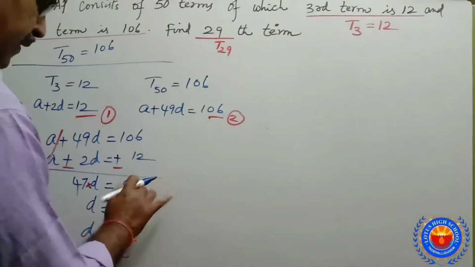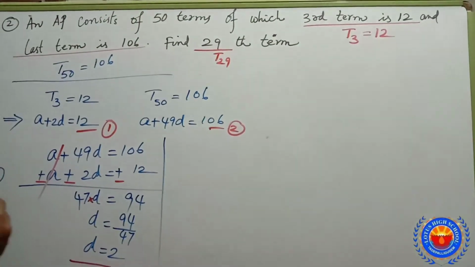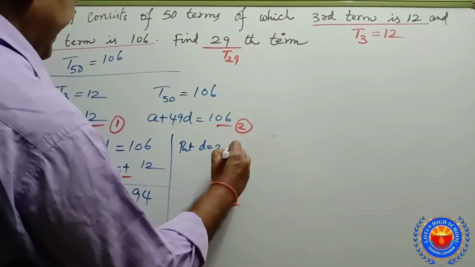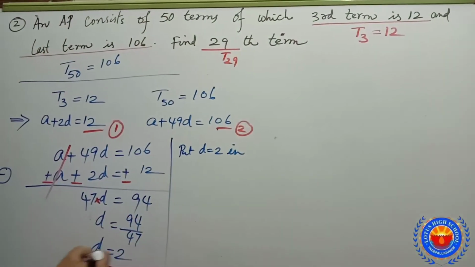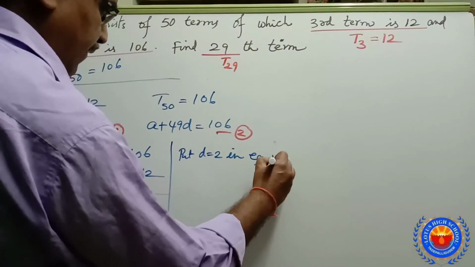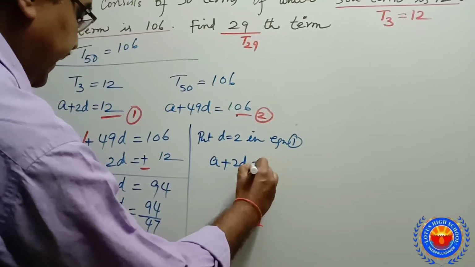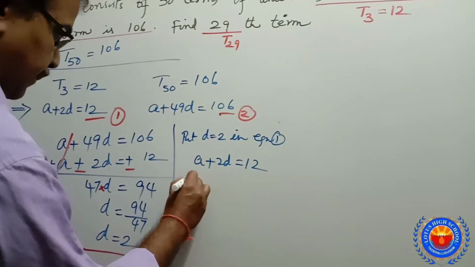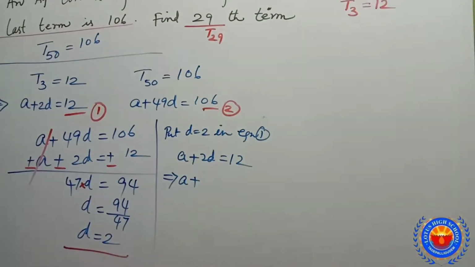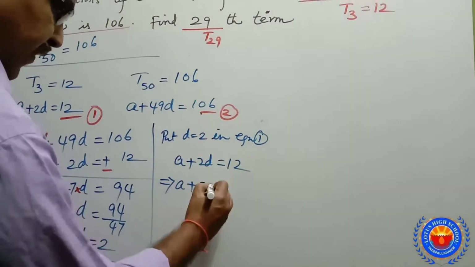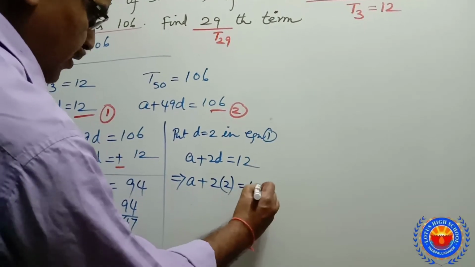Substitute d is equal to 2. Put d is equal to 2 in any equation. I am just using equation 1. Equation 1: a plus 2d is equal to 12. That implies a plus 2 into 2 is equal to 12.